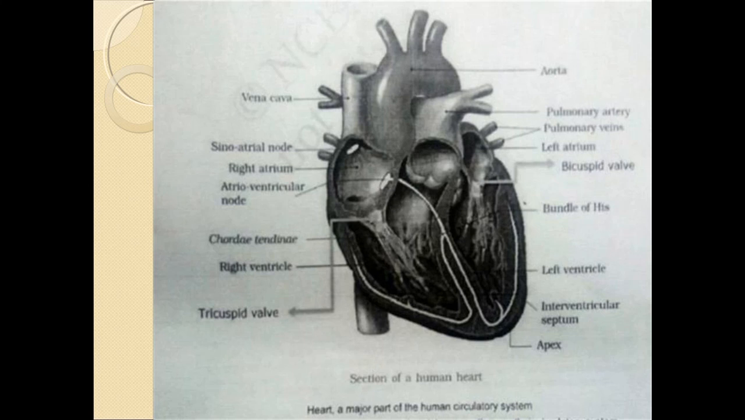So how many chambers does the heart have? 4 chambers. Upper 2 chambers are the right atrium and left atrium. Lower two chambers are the right ventricle and left ventricle. Heart is the main pumping organ in the body. It is surrounded by layers. The layer surrounding the membrane of the heart is called the pericardium.